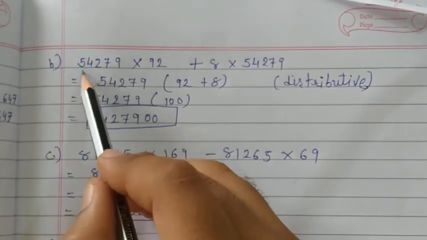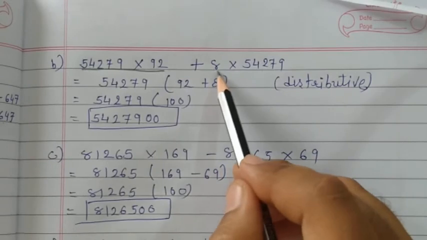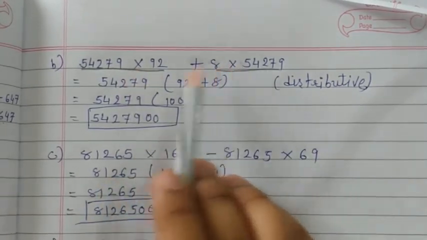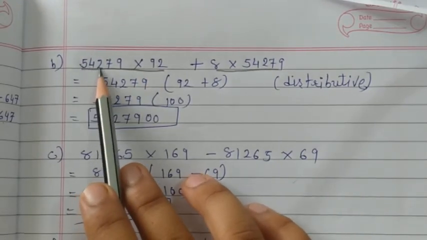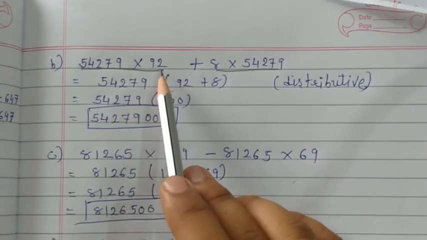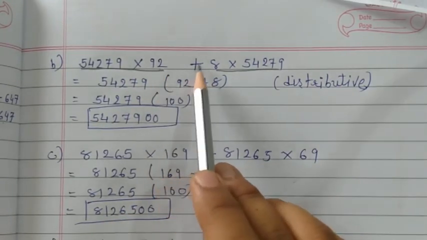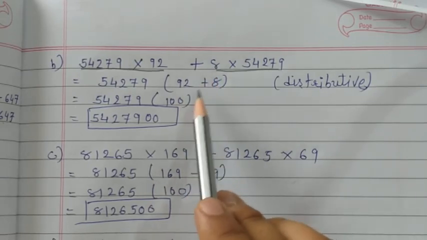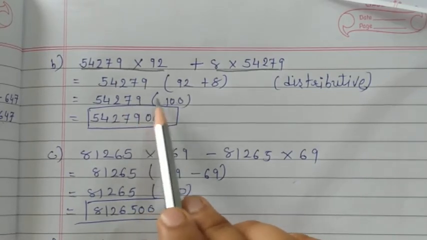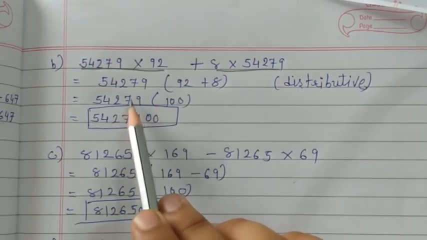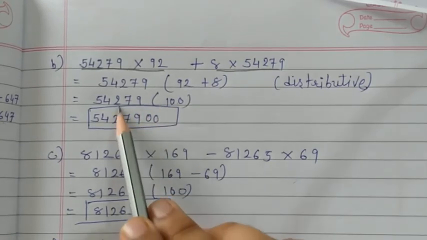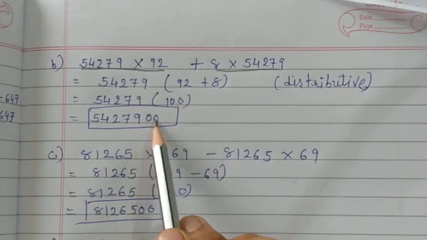54,279 multiplied by 92 as the first term, plus 8 multiplied by 54,279. From both terms, 54,279 is common, so take it as common. In the bracket, 92 plus 8 is remaining. We know that 92 plus 8 is 100. Now multiply these two numbers: 54,279 ones are the same, so just write down the same and at the back put 2 zeros.